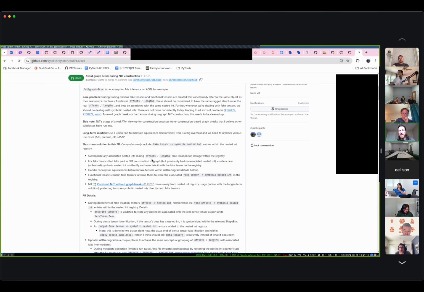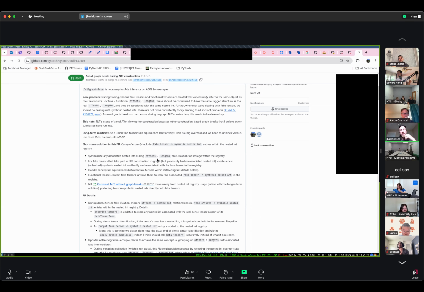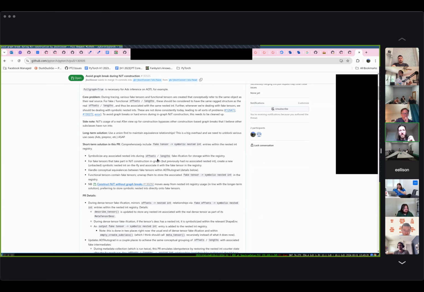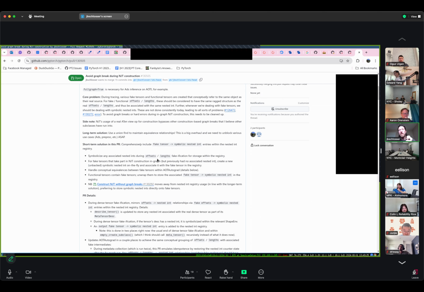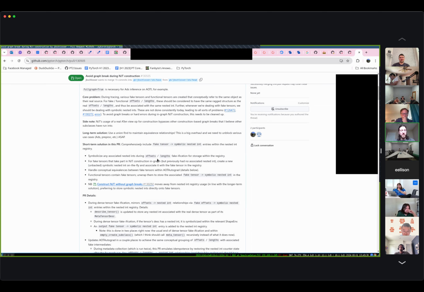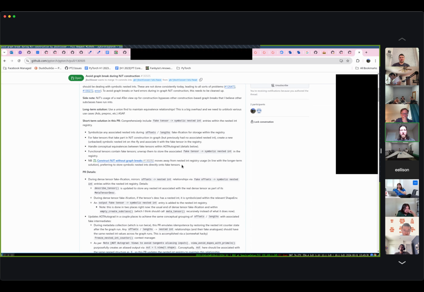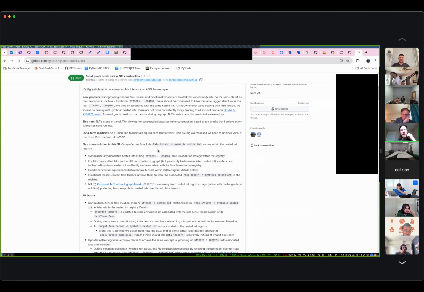Now that said, this is just one way to approach it. A way that leans more towards the longer term solution is moving away from the nested int registry towards Jeffrey's design, to have nested ints store offsets on them. His approach, within this other PR, moves away from that registry usage and prefers to store the symbolic nested ints directly onto fake tensors. I'll let Jeffrey talk about the details of that. But conceptually, maintaining these equivalences between real and fake tensors is still the issue to solve here.